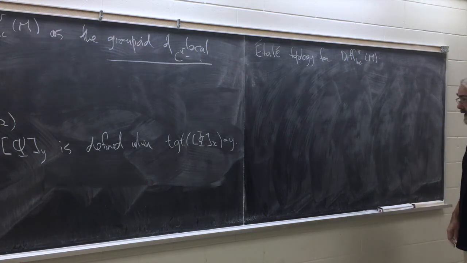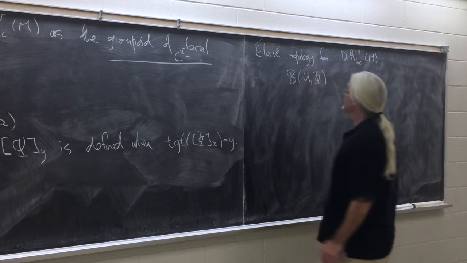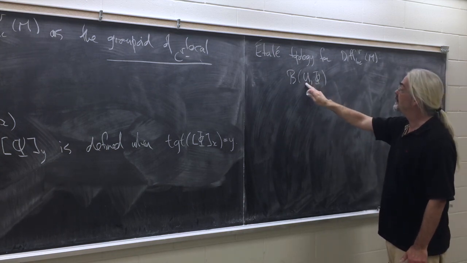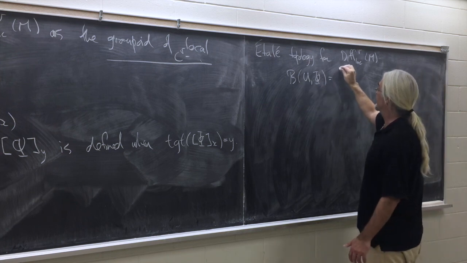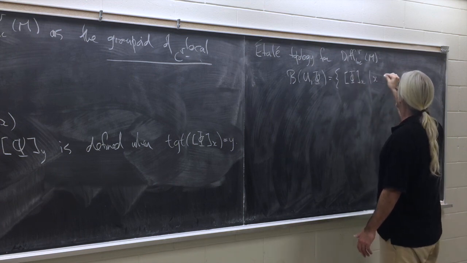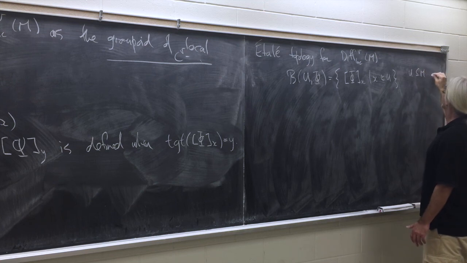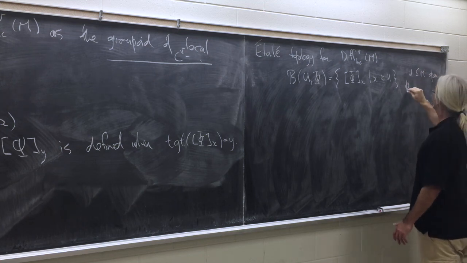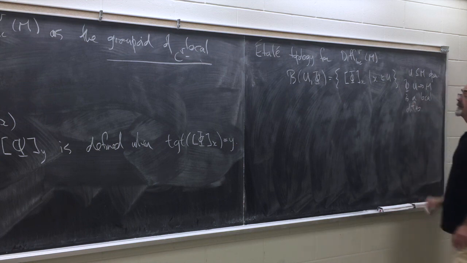Again, what you do to define this topology is you define a base for the topology. Okay, and this is defined for open subsets U of M and local diffeomorphisms phi with domain U. Okay, and it's the obvious thing, just like it was before, where you take the germs of these guys over X's in U. Okay, so U is open, and V from U to M is a local diffeo. Okay, so there's an etale topology.